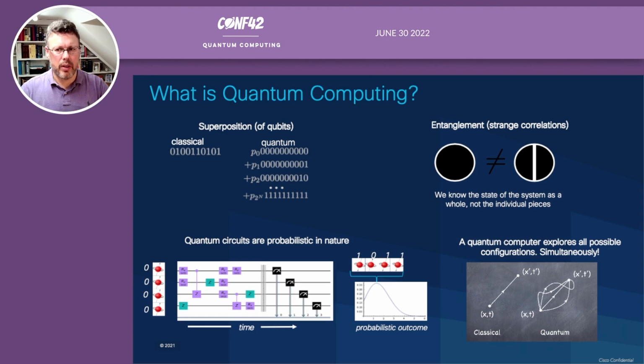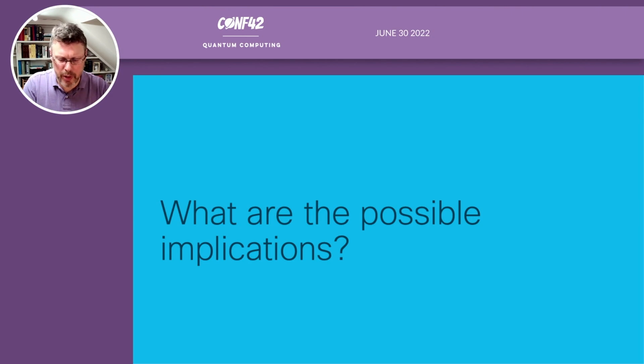Because of superposition, we're able to explore the entirety of the state space of the problem that the algorithm is addressing, and in so doing, we can come to a resolution of the answer quicker, more effectively than we could do otherwise. And that's the benefit that quantum computing brings. So how can we apply that? The next few slides look at what the possible implications are of having such a computer.